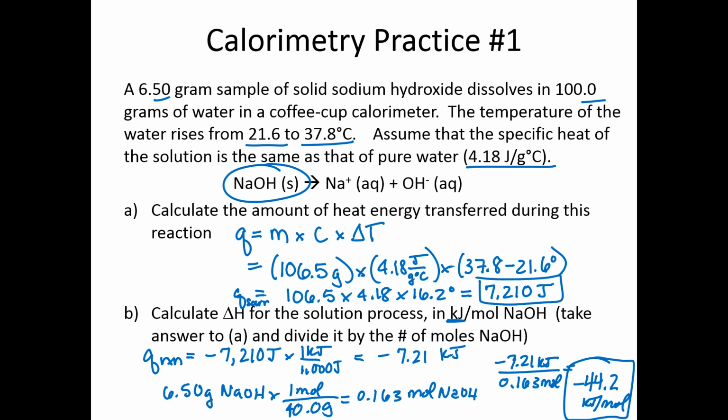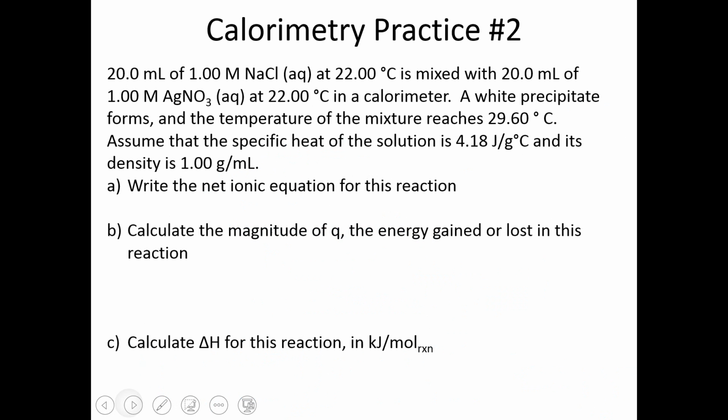Okay, so my steps are find Q, convert it into kilojoules, and divide it by my moles of reactant. Pay attention to sign, pay attention to significant figures, and make sure you're using the right mass value. This is one of the most common mistakes, getting the right mass value in your Q calculation. All right, let's look at another scenario.